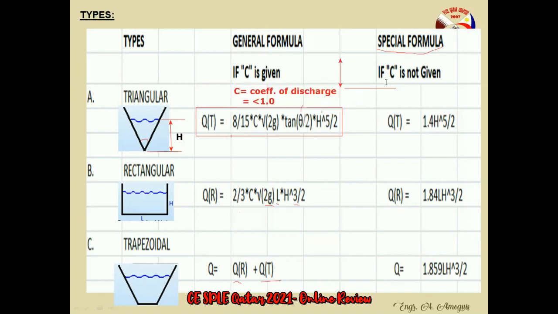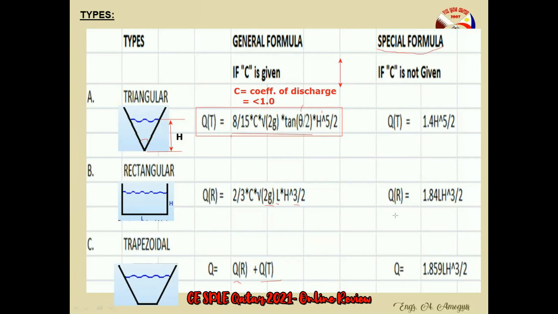But if C is not given, okay? If C is not given, triangular, no? Automatic yan, use 1.4. If C is not given, use 1.4 for triangular, okay? 1.4 raised to 5 halves. Itong 1.4 na yan, actually yan yung equivalent ng 8/15 C square root of 2g tangent theta over 2. No? So use 1.4.